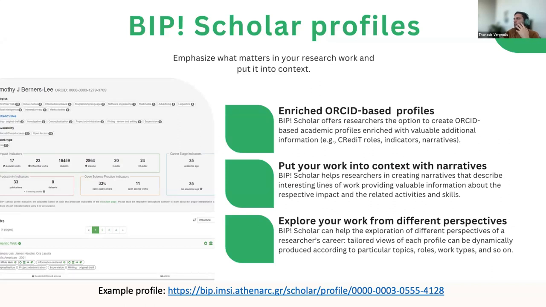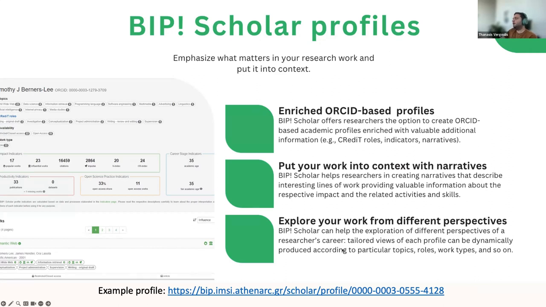So just to summarize, BIP Scholar Profiles is a service that is trying to help researchers emphasize what matters in their research work and to put it into context. In general, what is provided is an ORCID-based profile for each researcher that is willing to create one. You can connect your own ORCID profile, get everything inside the BIP profile, and then enrich this profile with additional information like credit roles that you provide, like the indicators that I mentioned, like narratives that you can provide. Of course, we focus a lot and are going to extend the functionalities around narratives, because we believe that it is a nice way for describing lines of work and providing valuable information about these works, about the impact that they have, about the related activities and the skills of the researcher that were needed for that.